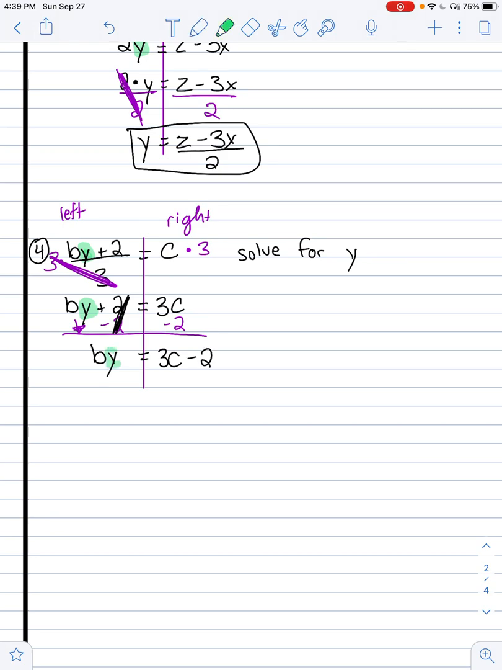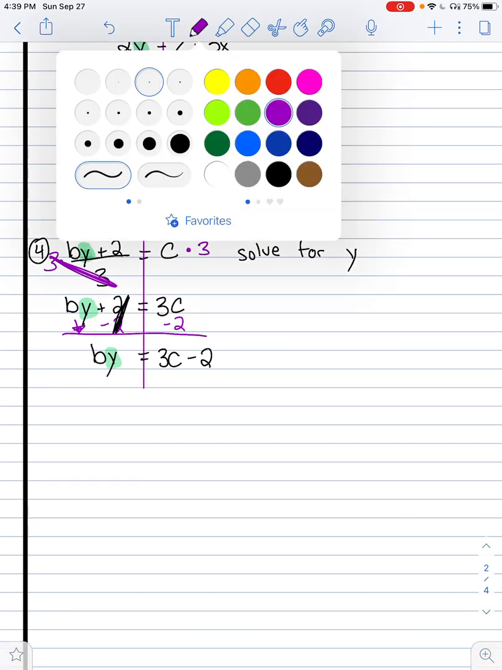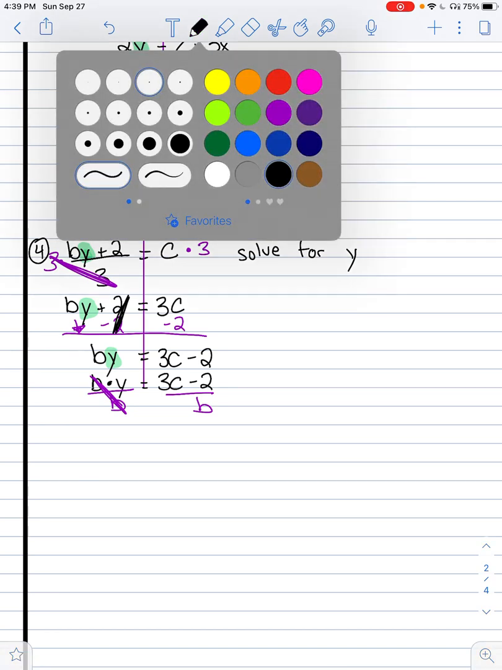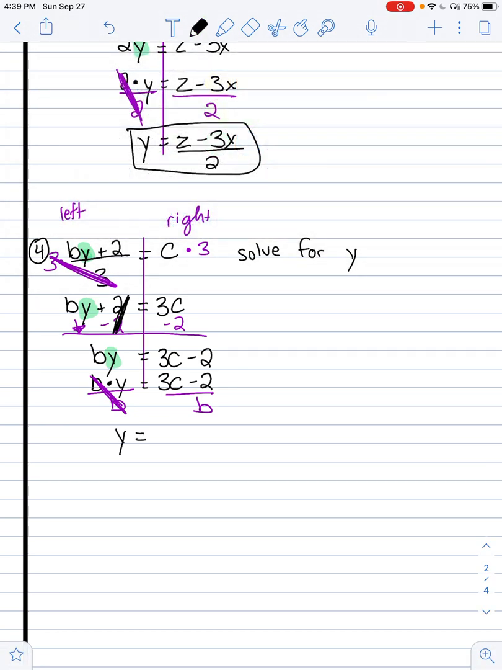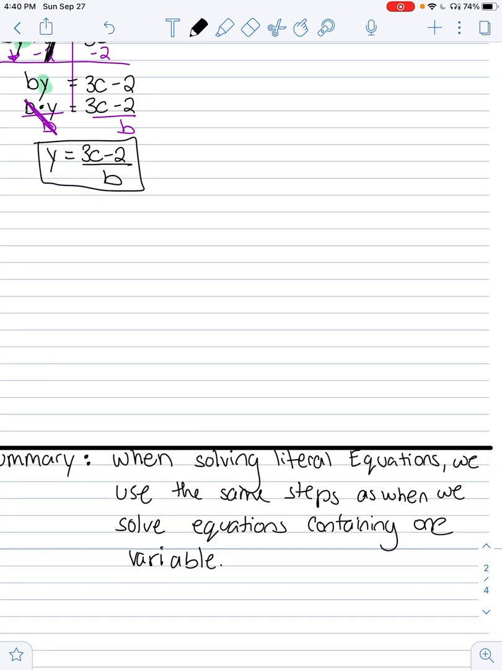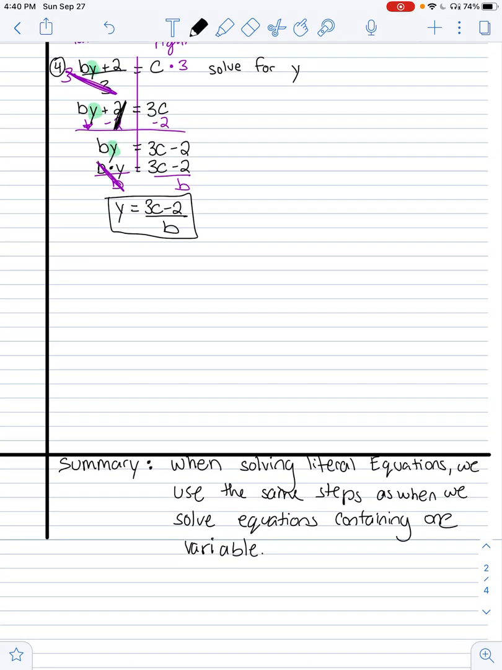Now the last thing that I need to do is get rid of this b. And again, the b is directly attached to the y. There's no plus, there's no minus in between, so that means that they are attached through multiplication. So I'm going to rewrite this as b times y equals 3c minus 2. And in order to get rid of that b, I need to divide. So I'm going to divide both sides by b. My b's cancel out, and I'm left with y equals, and then 3c minus 2 over b is my final answer. So in summary, when solving literal equations, we basically use the same steps as when we solve equations containing one variable.